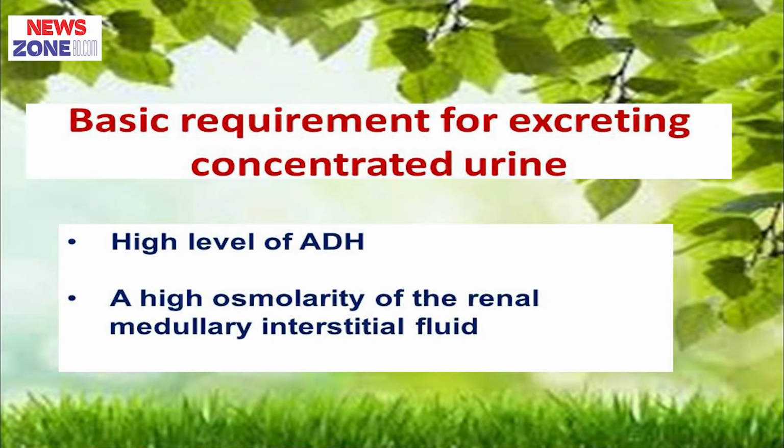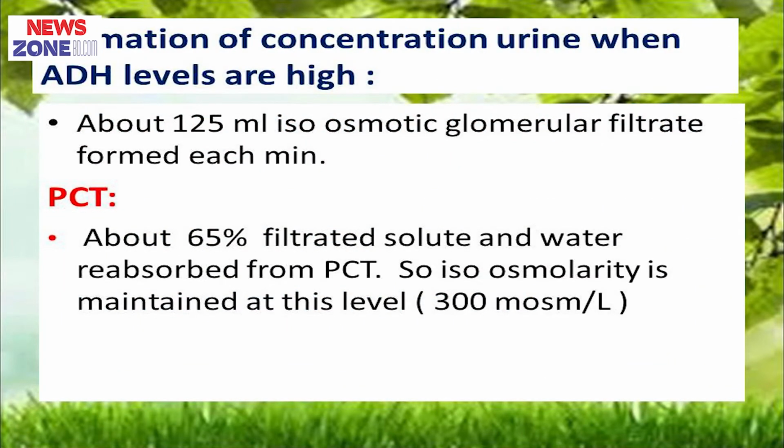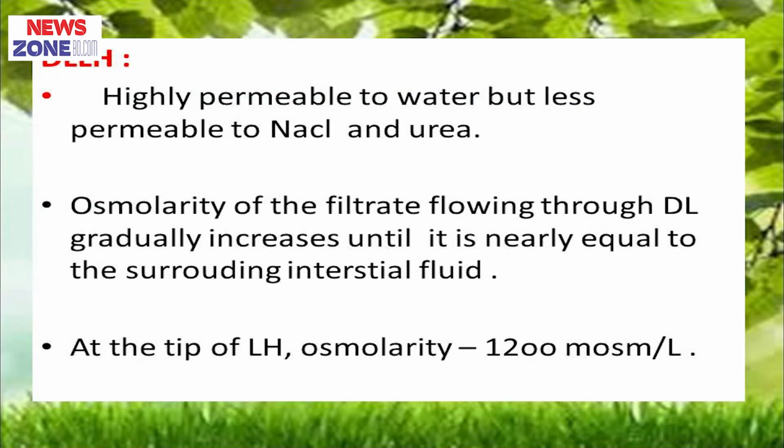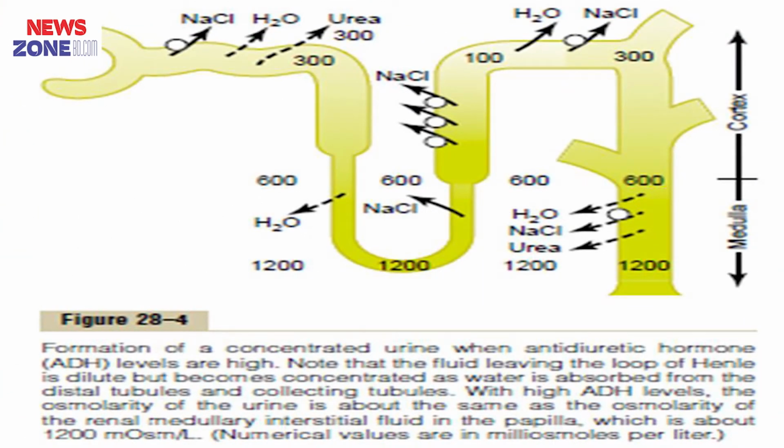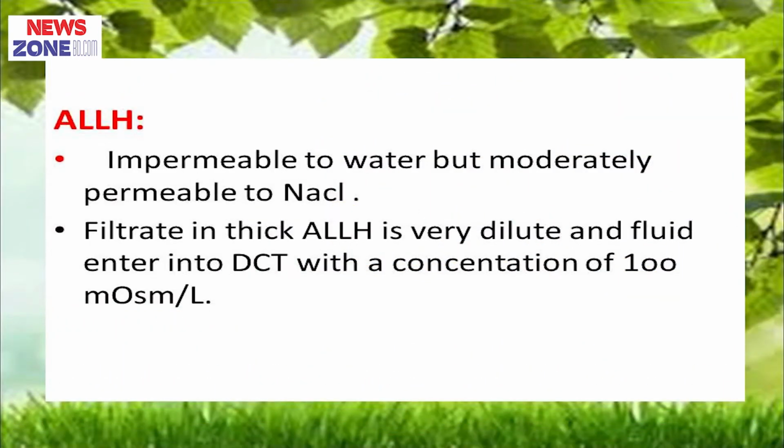You already know that the descending limb is permeable to water and less permeable to solutes, and the ascending limb is completely impermeable to water. Other segments like the distal convoluted tubule, collecting tubule, and collecting duct are impermeable to water in the absence of ADH. So, when a high level of ADH is present, water can be reabsorbed from these segments and concentrated urine is formed. So the first requirement for formation of concentrated urine is a high level of ADH.